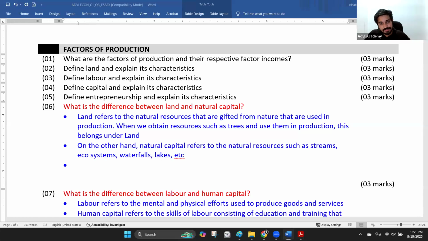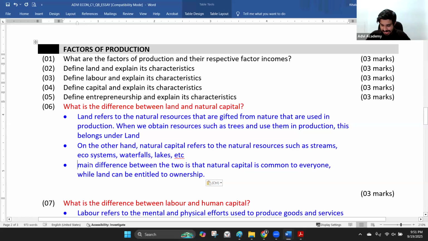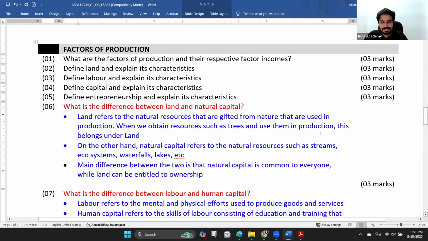What is the difference between the two? The main difference between the two is that land can be owned. For example, if you have a tree in your garden, that also comes under land only. But that tree belongs to you. Your neighbor auntie can't come and cut that tree, because that tree belongs to you.